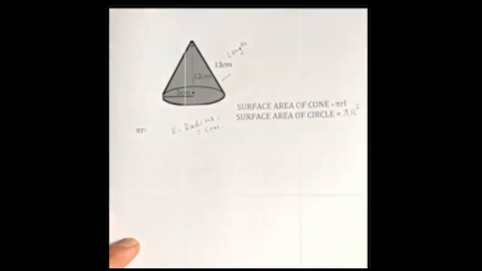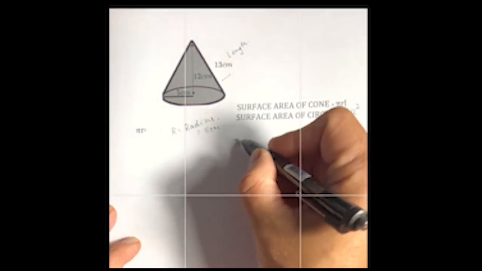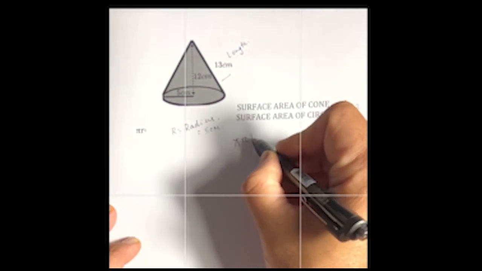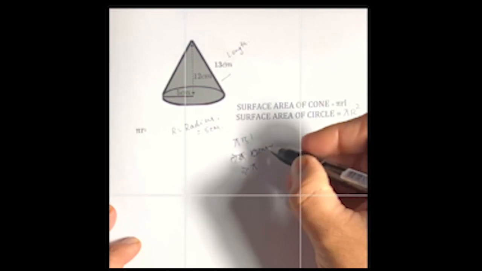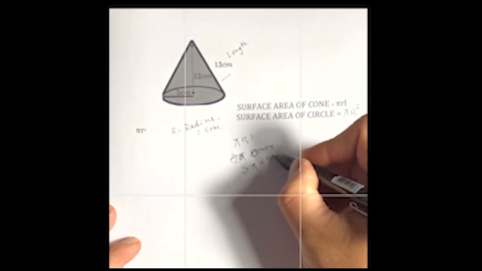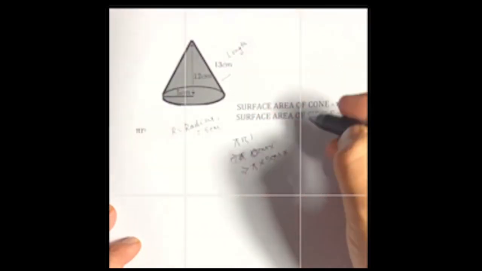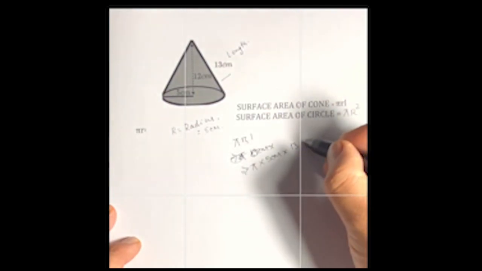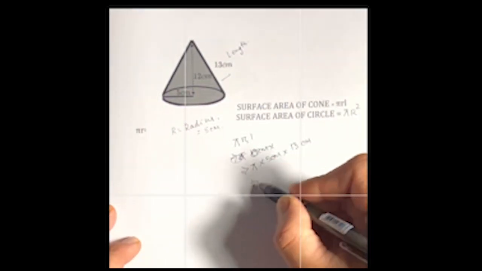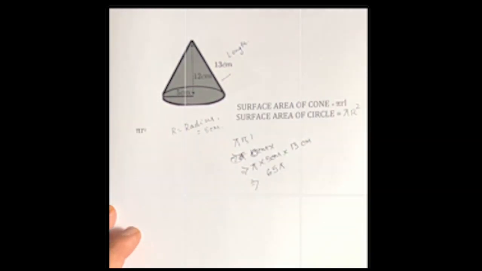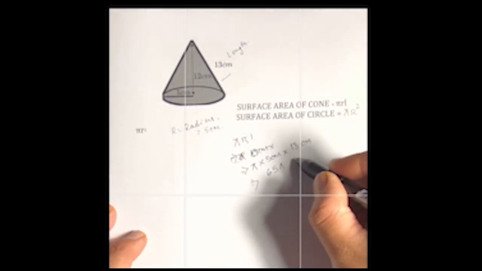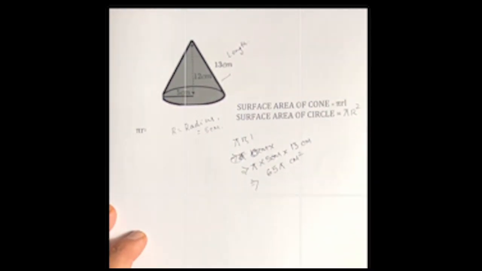Now let's find out the surface area of the cone, which is pi r l. So this is pi, and r is radius, so into 5 cm, into l is length, which is 13 cm. So now we can write it as 65 pi, because 13 into 5 is 65, so 65 pi centimeter square. Let's keep this answer in terms of pi.